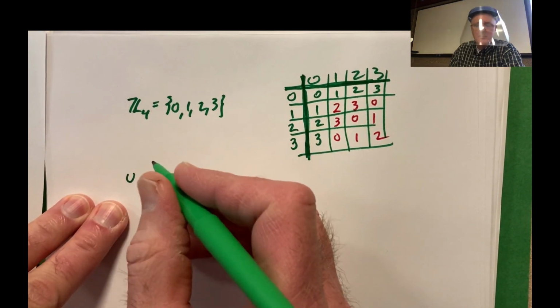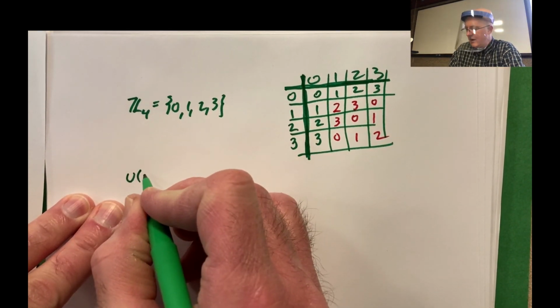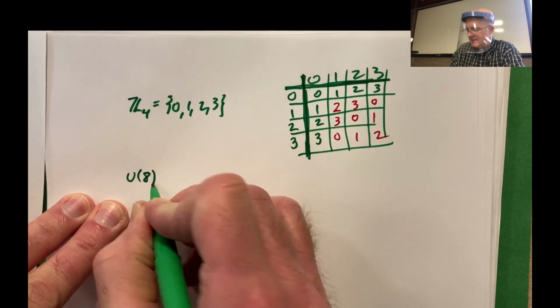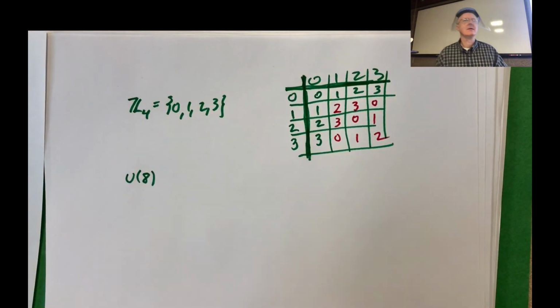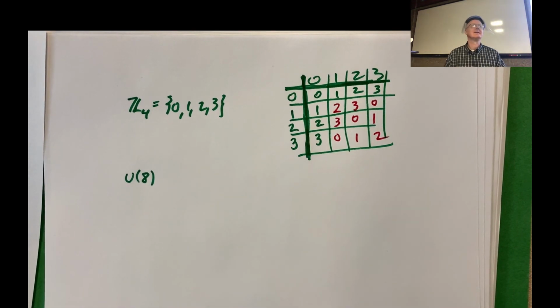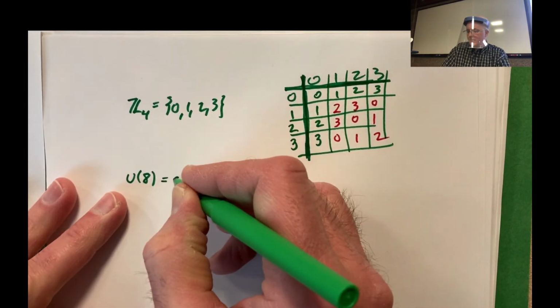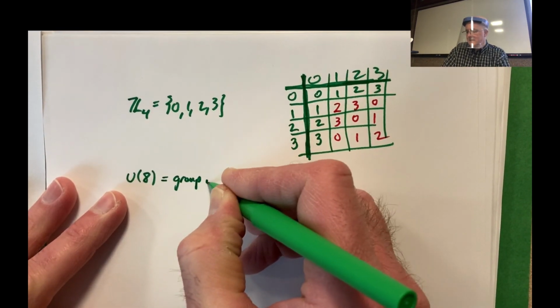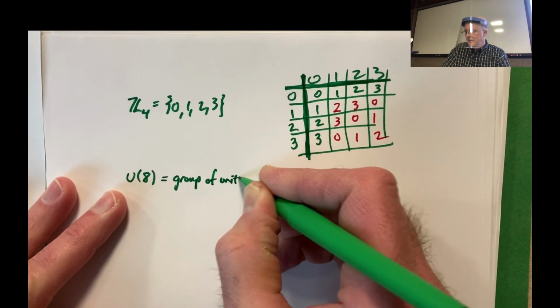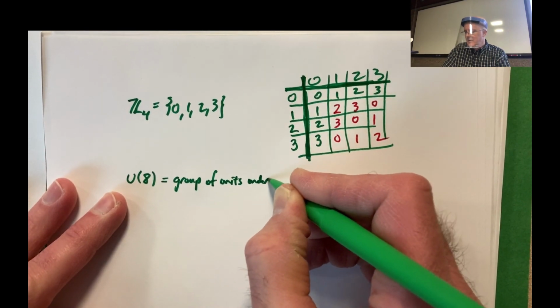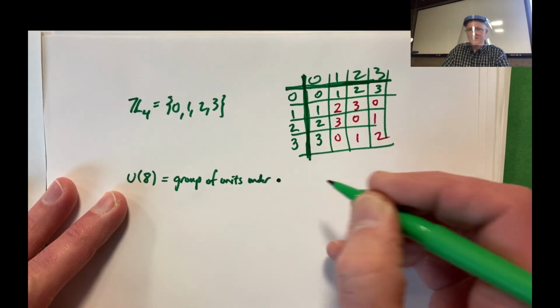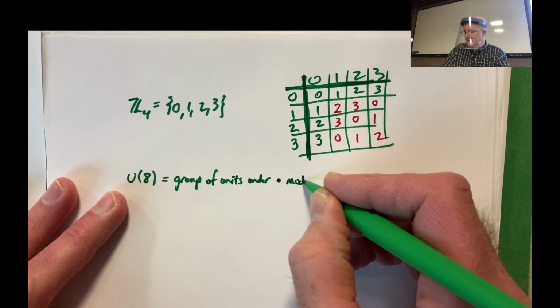Well, I'm going to show you another important example of a group, what you might call a U group. I'm going to consider what's called U8. This is something you read about if you read chapter 2. This is called the group of units under multiplication mod 8.